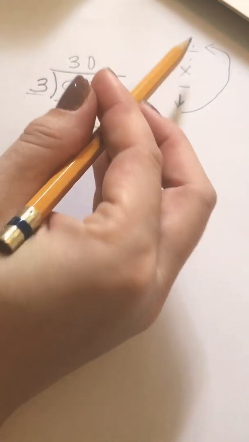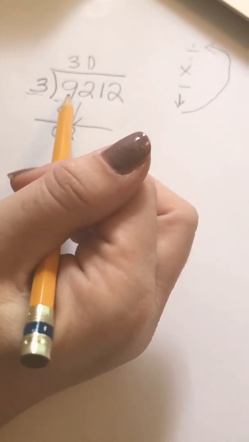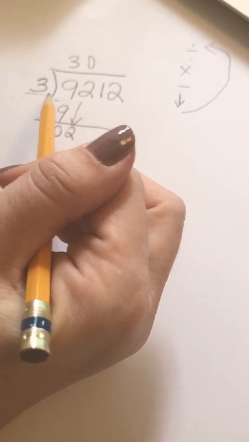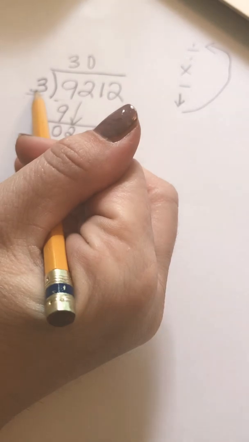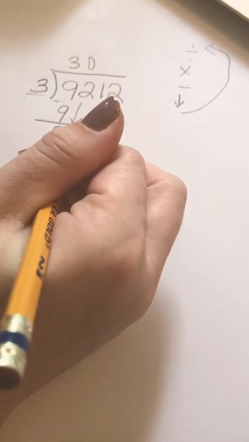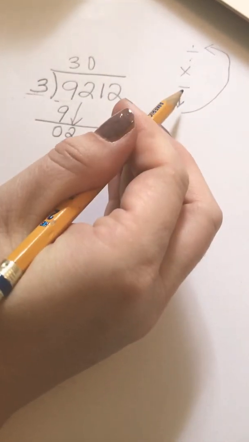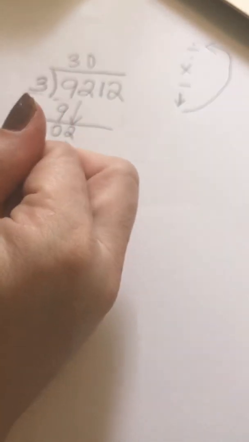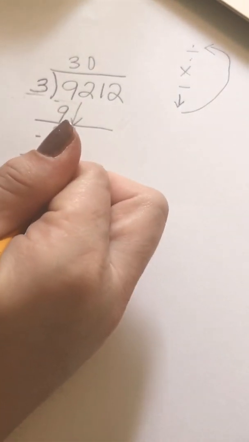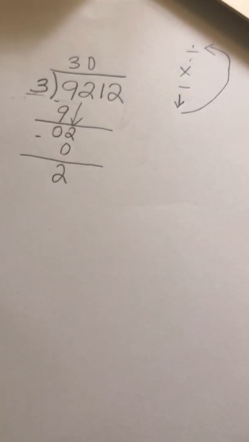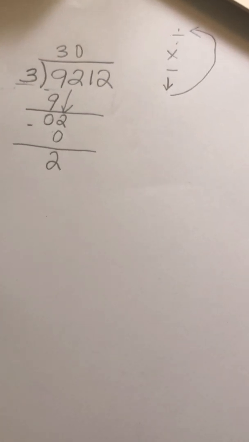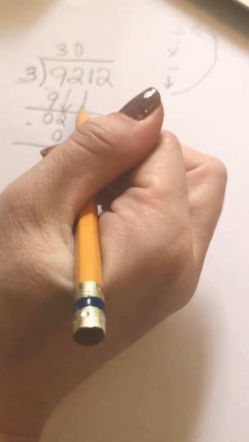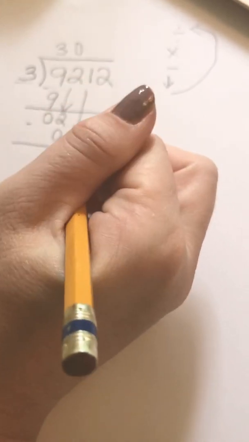So we did divide. And now we are going to multiply. So 3 times 0 equals 0. Now we're going to subtract. So 2 subtract 0 is 2. Okay, you can always pause this video if you need me to slow down. And we're going to bring down the 1 right here. So we have 21.